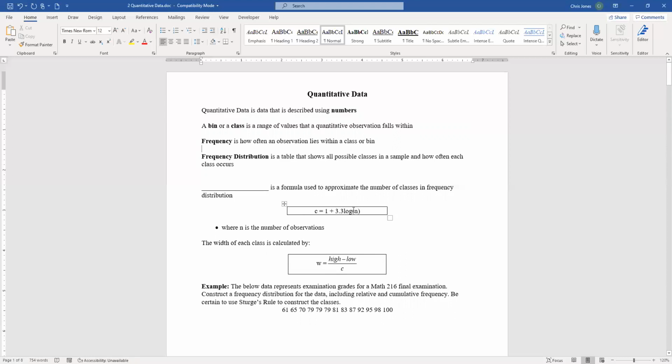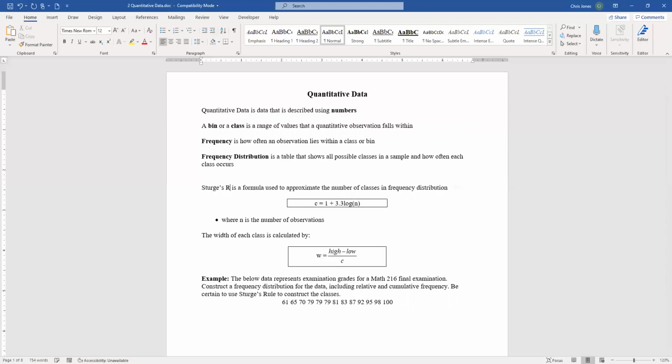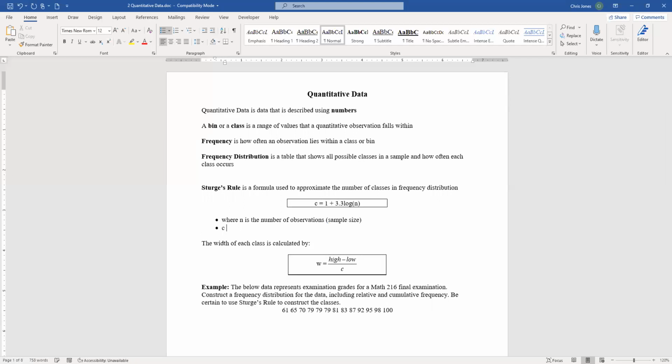Something new that we haven't seen before is the idea of this formula, C equals 1 plus 3.3 times the log of n. All right, that's called Sturges' Rule. And what Sturges' Rule does is it tries to approximate the number of classes or the number of bins that are going to be in the frequency distribution. n is the number of observations that we have. That's the sample size. Remember, we said that n is our sample size. And the lowercase letter c is the number of classes. And again, this is an approximation.